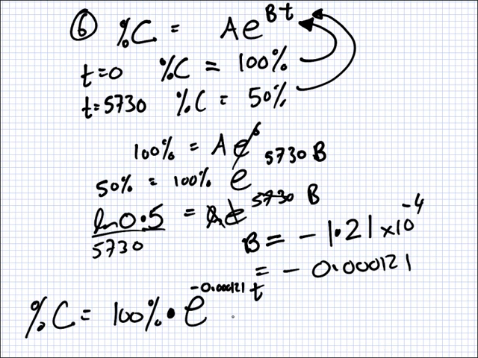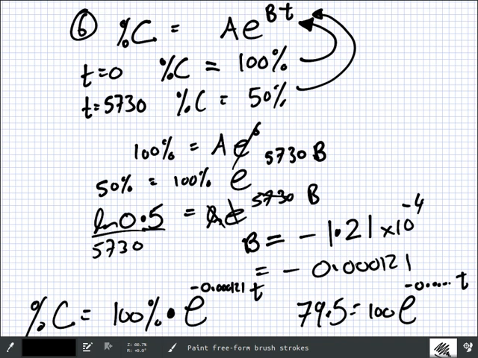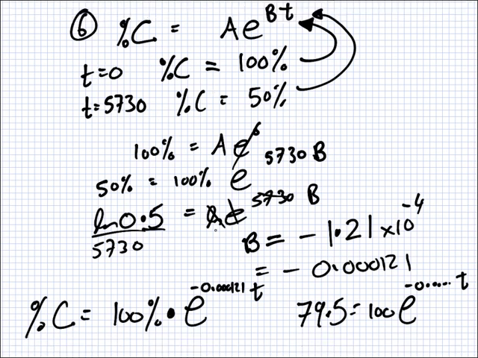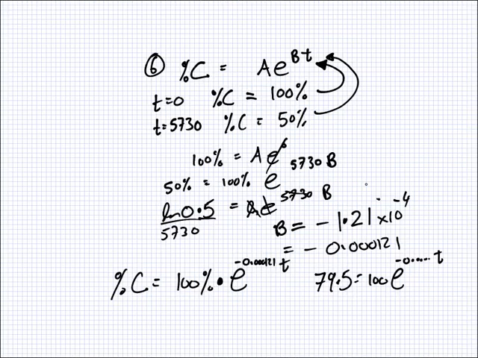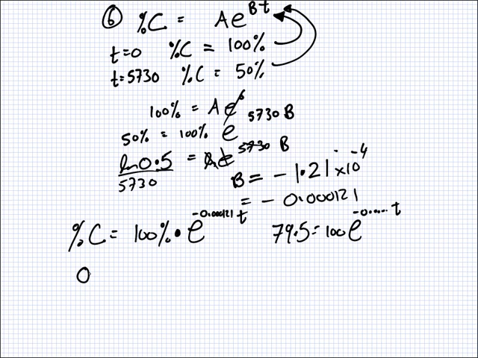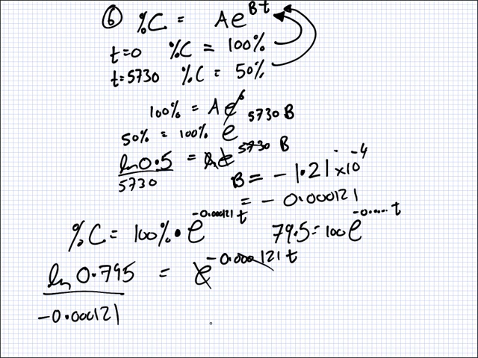Okay, back to the question. How much carbon do I have in my scrolls? 79.5. So I have 79.5 equals 100 e^(-0.000121t). What do I do now? Divide by 100. So I get 0.795 equals e^(-0.000121t). Next. Now, I want the answer to two significant figures. So the answer to two significant figures is 1900 years.